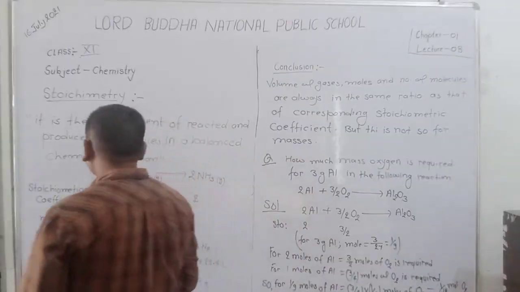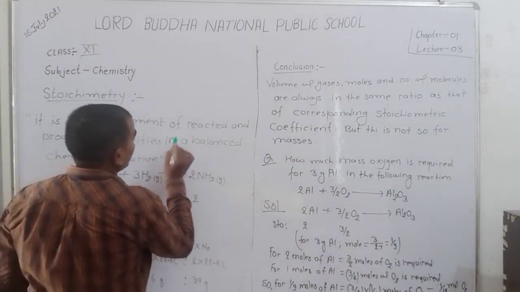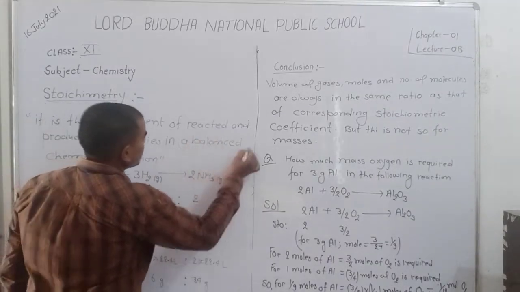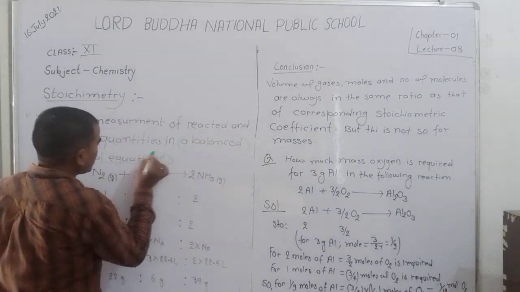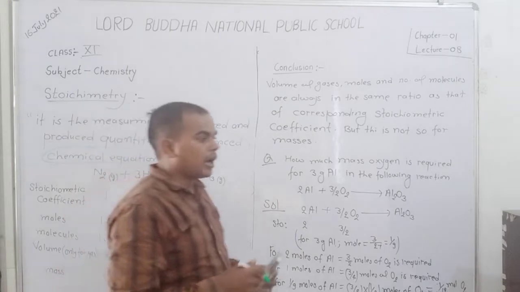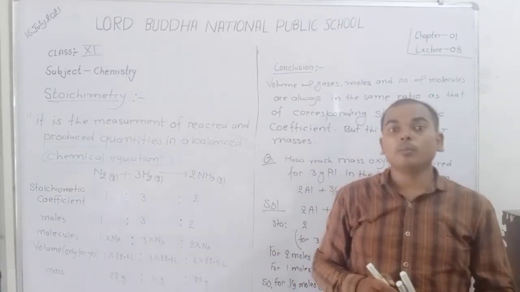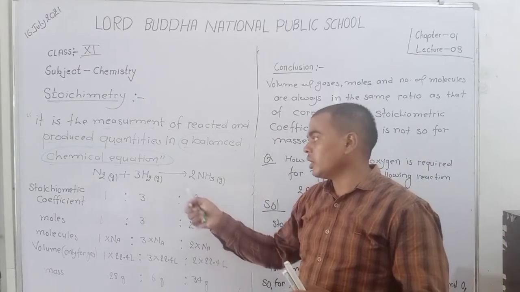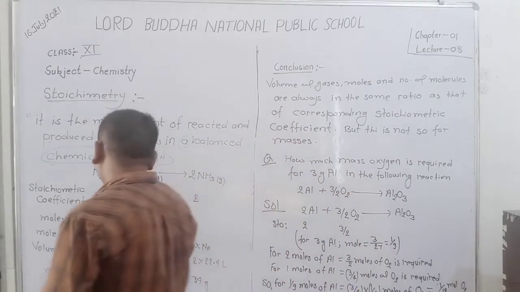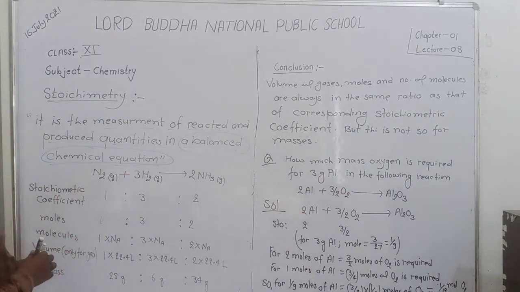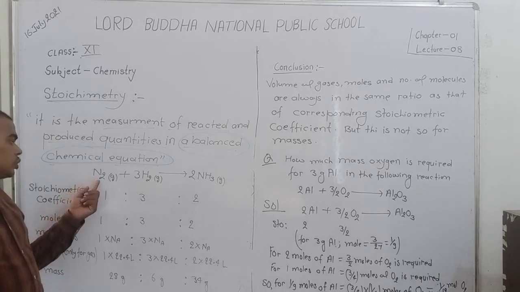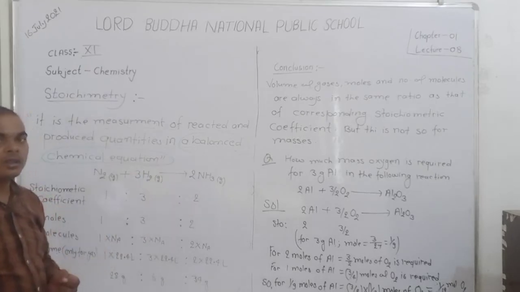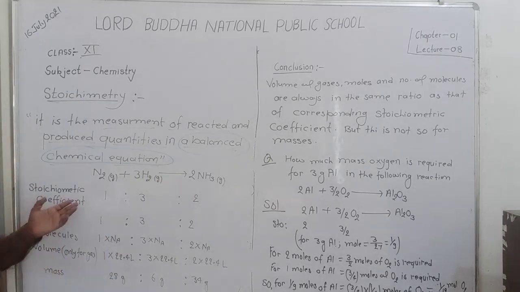Here the important thing is that for any stoichiometry calculation, always use a balanced chemical equation. The main responsibility is that you first write a balanced chemical equation. For example, here is a balanced chemical equation. In this equation, nitrogen reacts with hydrogen gas and produces ammonia gas.